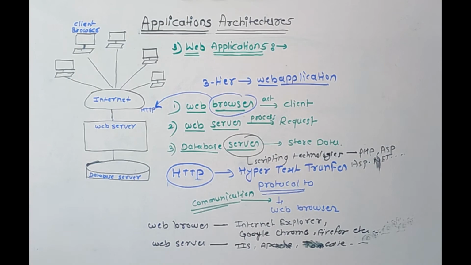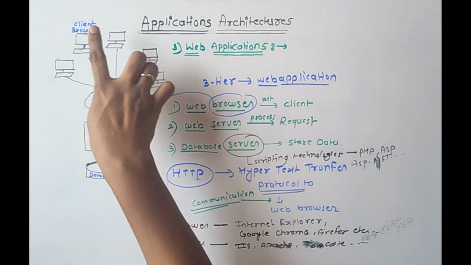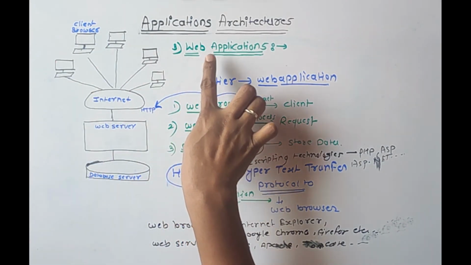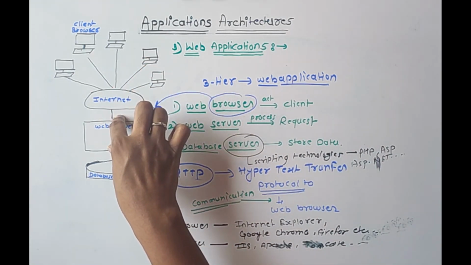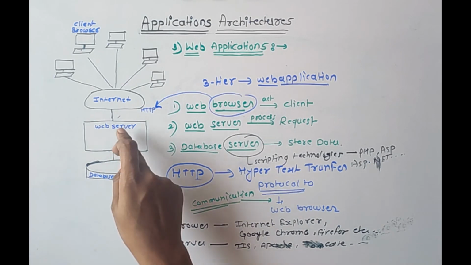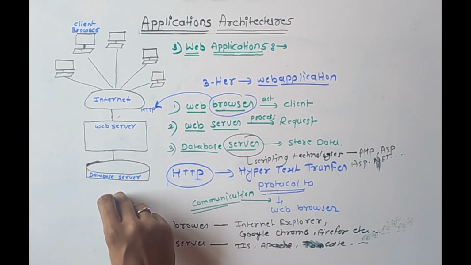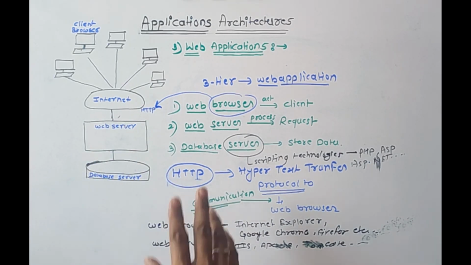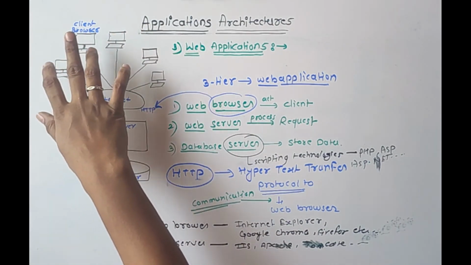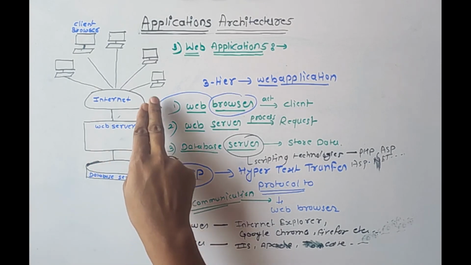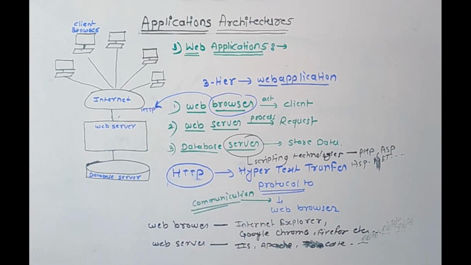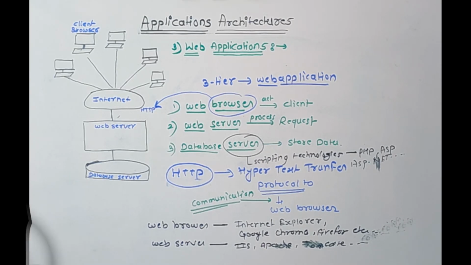So this is a diagram of a web application. There is the internet which is connected to the web server, and the data of the web server is stored in the database server. There are many client browsers connected to the internet, which use the HTTP protocol for communication with the web server.